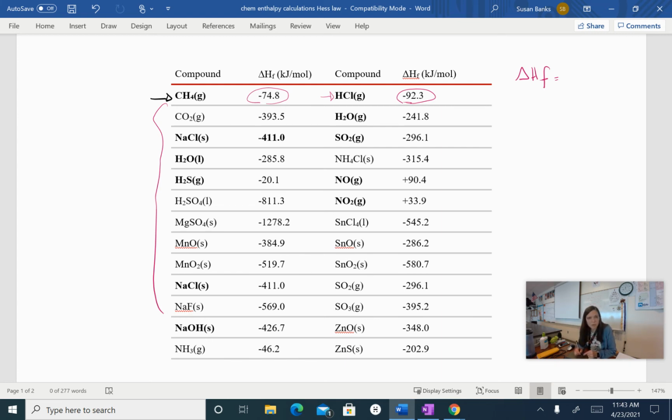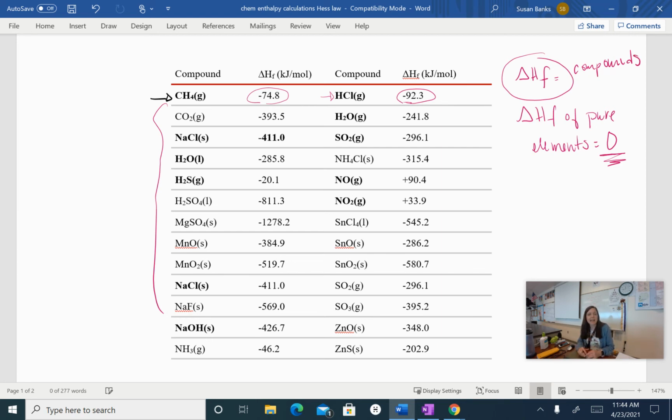Notice on this table though, there are no pure elements. The heat of formation of pure elements, things that are only just oxygen, or just nitrogen, or iron, is always zero. Because I can't make oxygen, I can't make lead, I can't make iron. It comes to me naturally. So if I just have something that's elemental, the heat of formation of that is always zero. These heats of formation tables are for compounds.